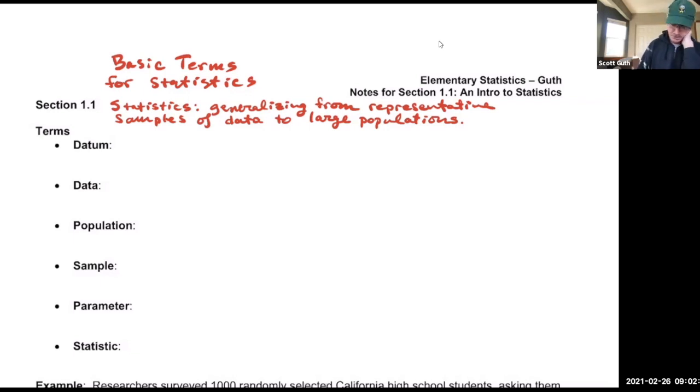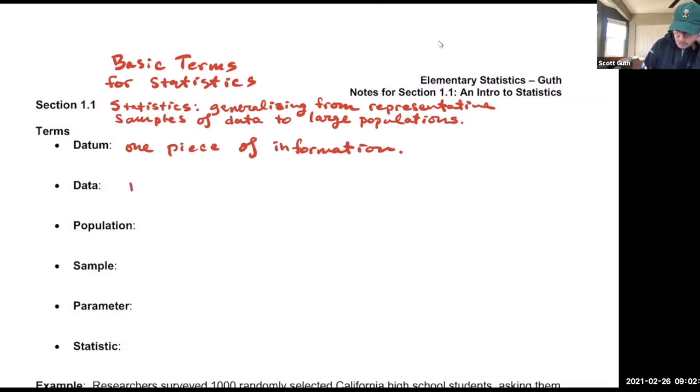All right, so then some basic terms. Datum is one piece of information. Nobody ever uses this word. So if I have your height, I could say this datum is quite impressive. One piece of information. Nobody says that. You'd be a total nerd if you said datum in any situation.